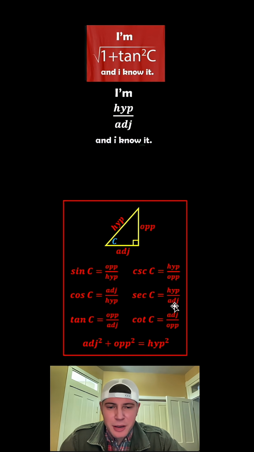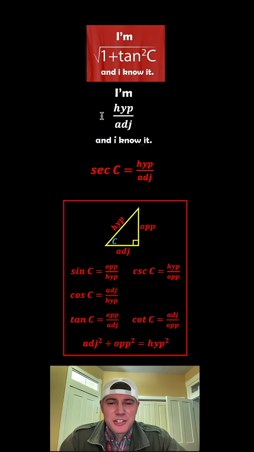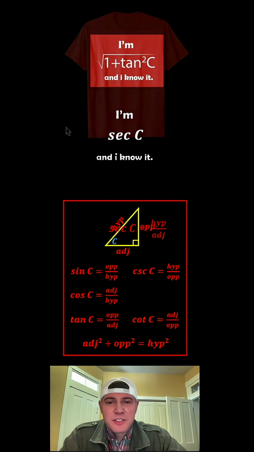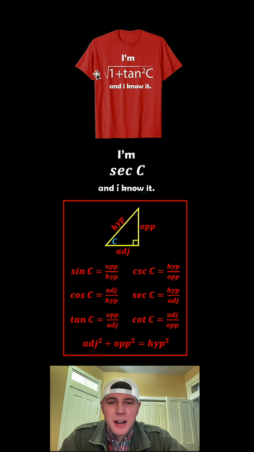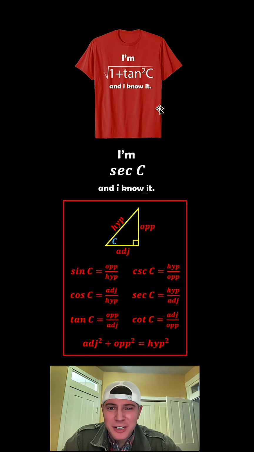If we look at our notes, hypotenuse over adjacent is equal to secant c. So we can change this hypotenuse over adjacent to secant c. And now we've solved the riddle of the t-shirt. Instead of "I'm square root of 1 plus tangent squared c and I know it," it's actually "I'm secant c and I know it." The shirt's funny because they didn't fully simplify it. How exciting.